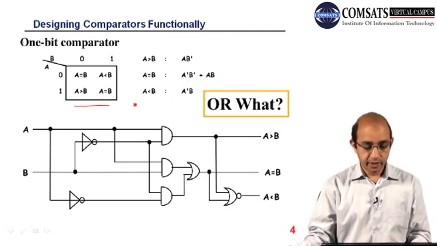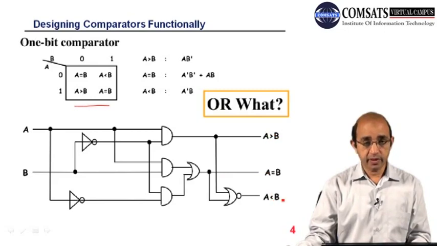So if you have to design a circuit that can represent this functionality, so this is the logic circuit, right? So you can see we have two inputs, A and B, and we have three outputs, right? This is for representing A greater than B, and this is A is equal to B, and this is A less than B, right? And that will work out, right?